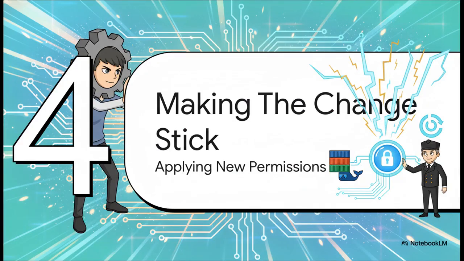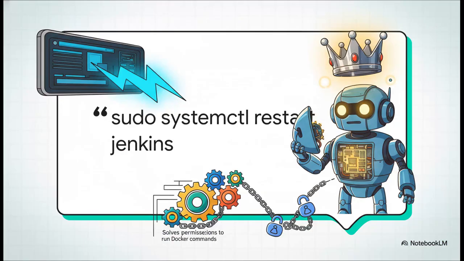So we've put Jenkins's name on the list. But there's one final, tiny step we need to take to make sure the system actually recognizes this change for the Jenkins service that's already running. We have to restart Jenkins. Now, why is this so important?